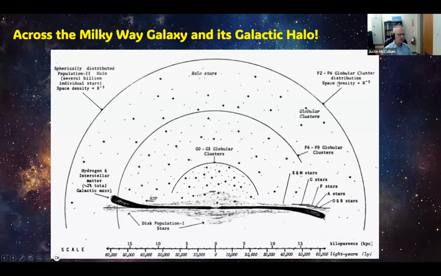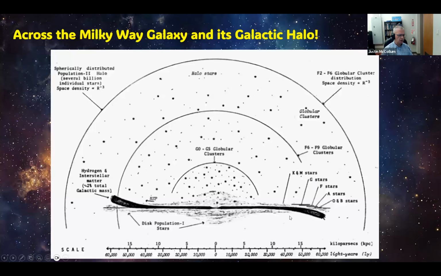Now here we get the difference in the classification. So out here, the globular clusters, the stars are more of the F2 and the F6 class, and they become a bit more of the yellowish stars as we move towards the G0 and the G5. So here we have the globular clusters that are a lot more hotter, and we get into the cooler globular clusters with the G-class stars towards the center. And any globular clusters inside here will be more of the K and the M class.